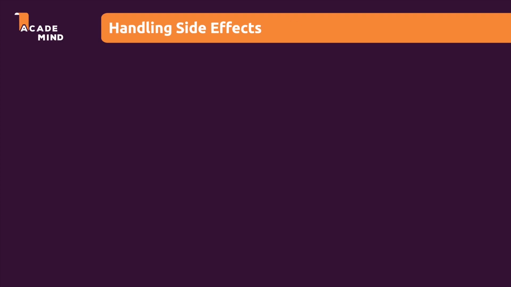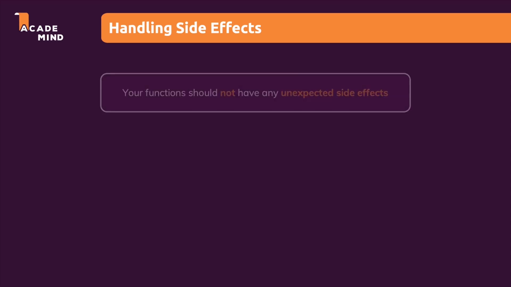And therefore, long story short, the idea is simple. It is okay to have impure functions, and it is okay to have side effects. But whenever a function is impure, typically because it does have a side effect, that should at least be expected. Your functions should not have unexpected side effects.